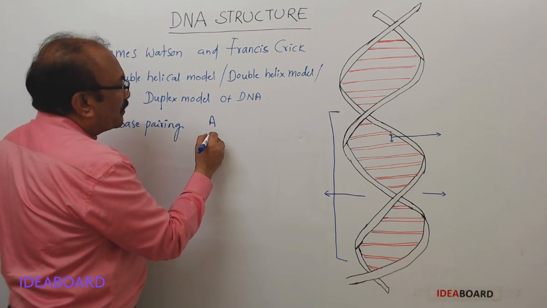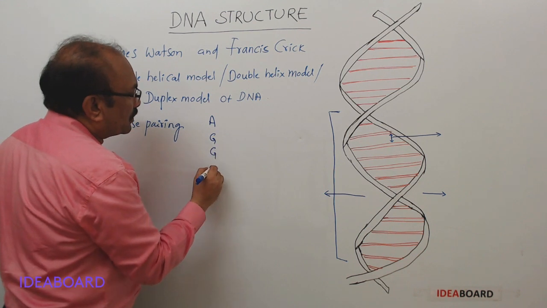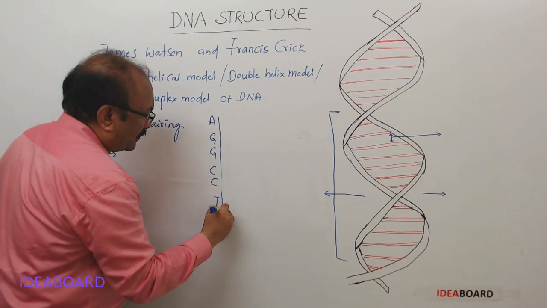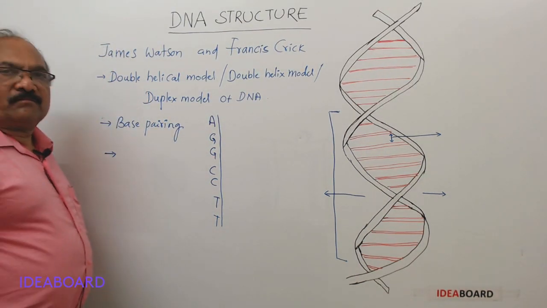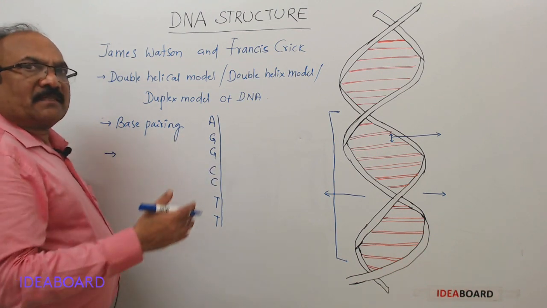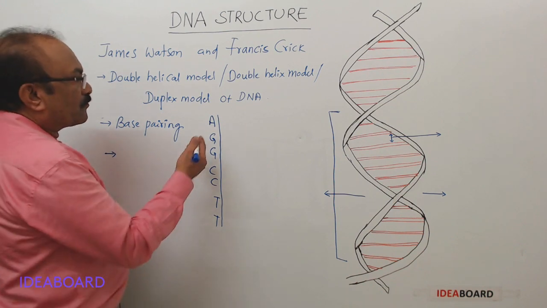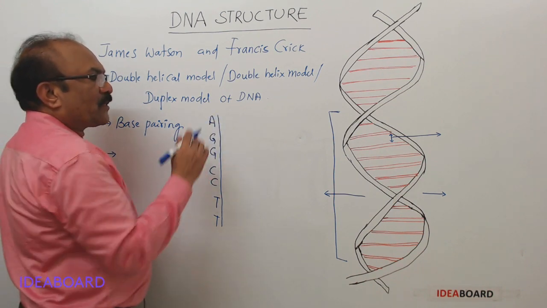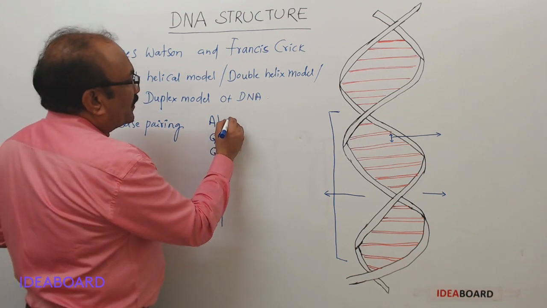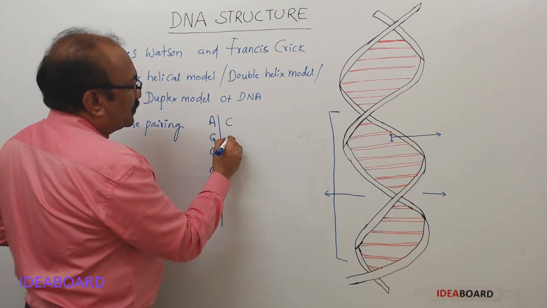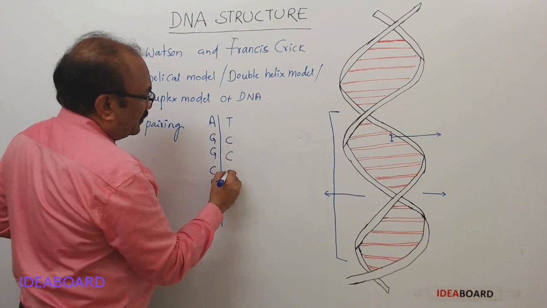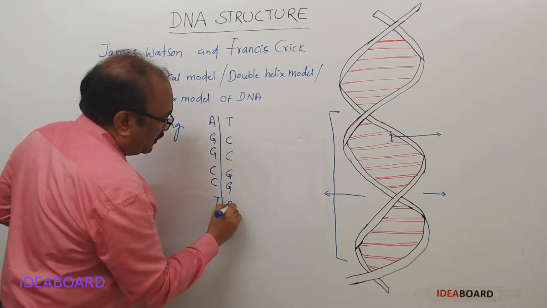for example, suppose the sequence of bases on one strand is AGGCCTT, then the bases of the opposite strand can be predicted very easily, because we know that A always pairs with T and G always pairs with C. So we will find it like this: T, C, C, G, G, A, A.